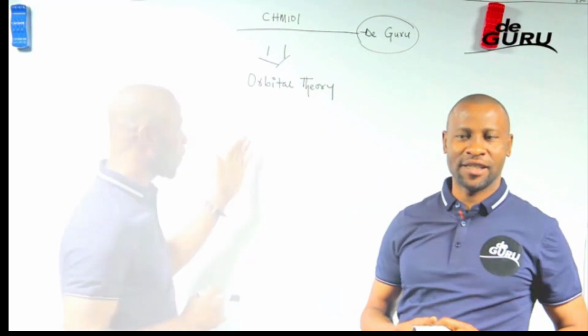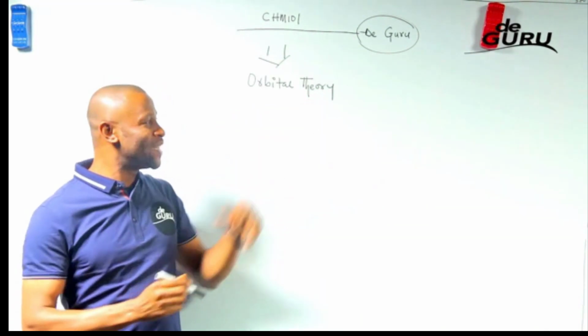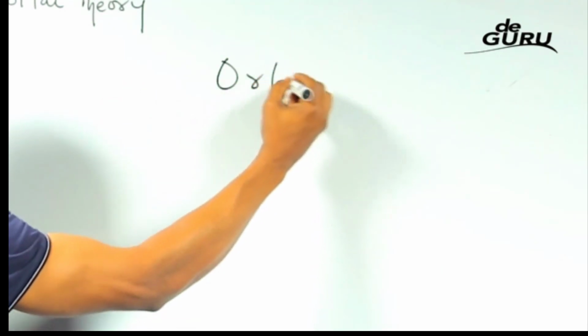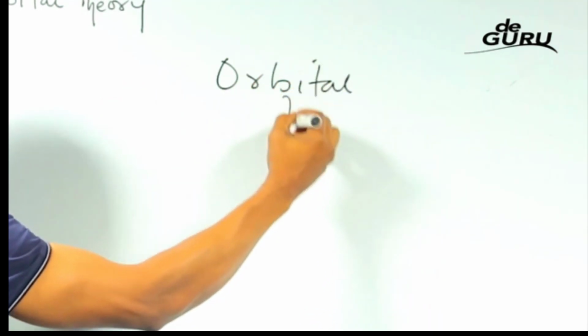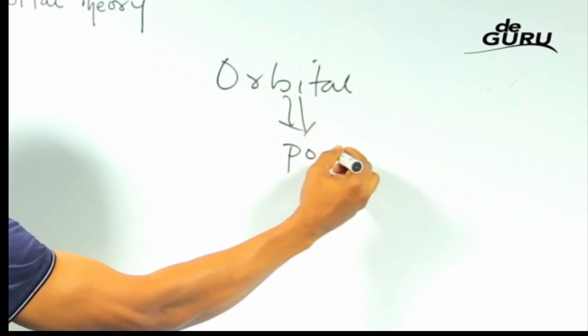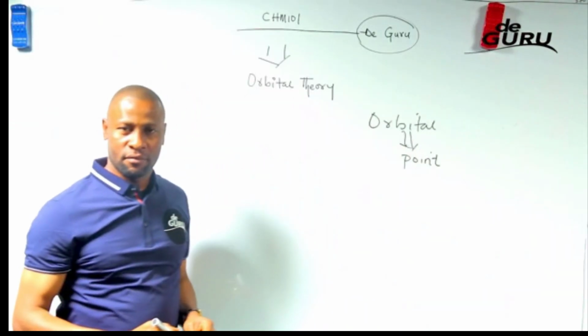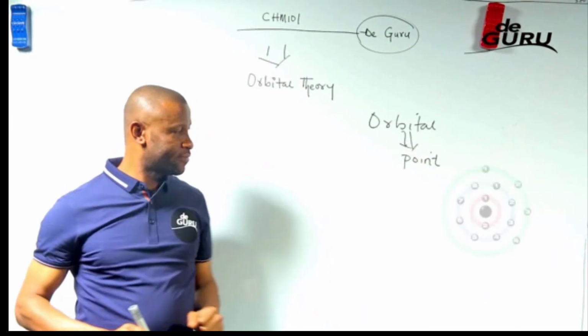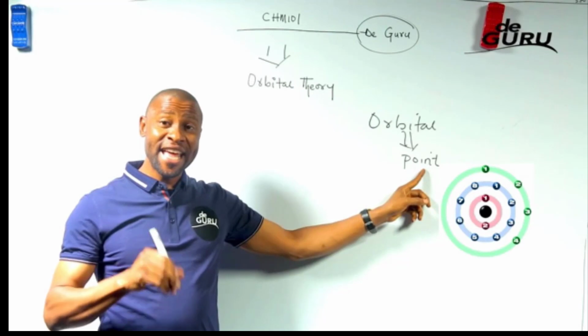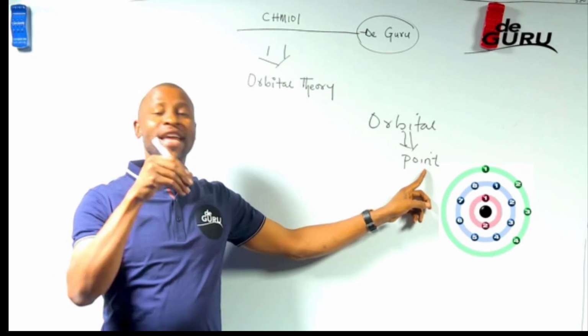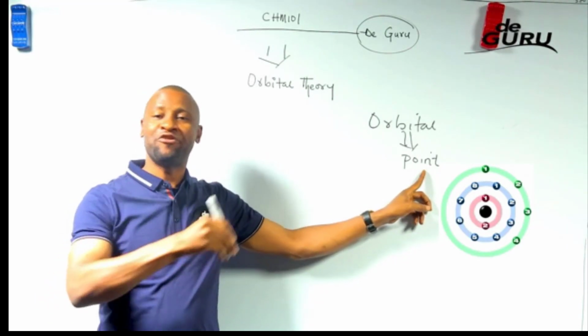You will enjoy it. Look at this word, orbital. An orbital is a point. A point on a shell where electrons are most likely found.